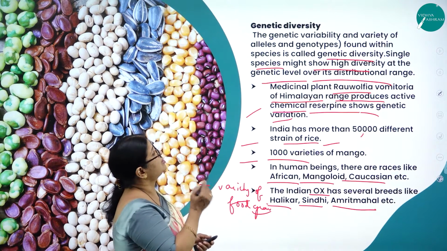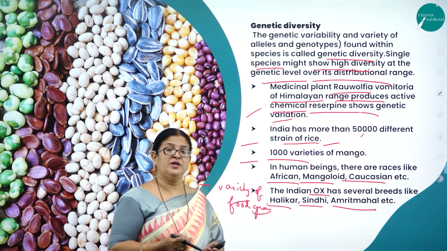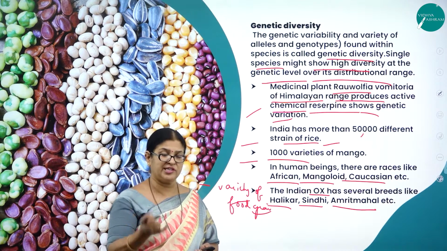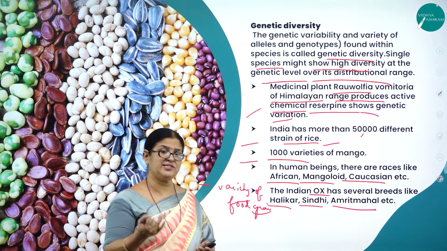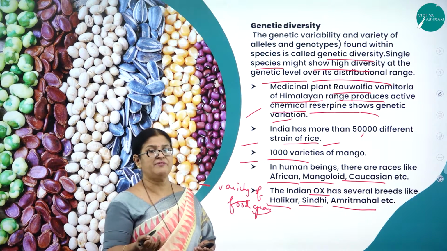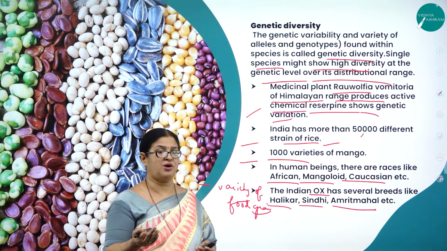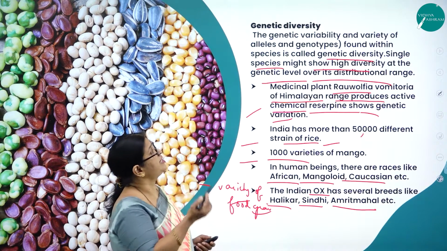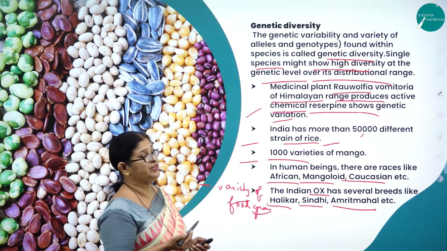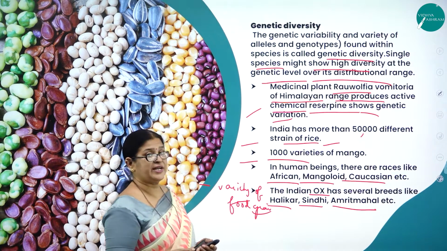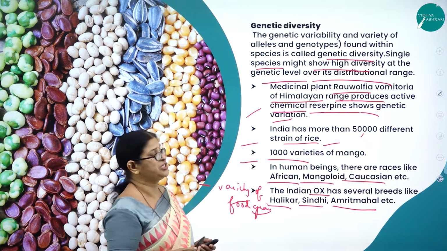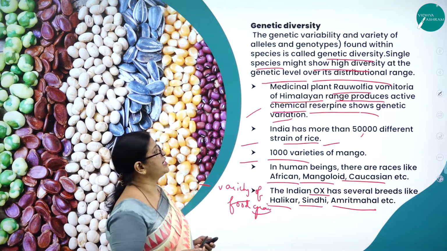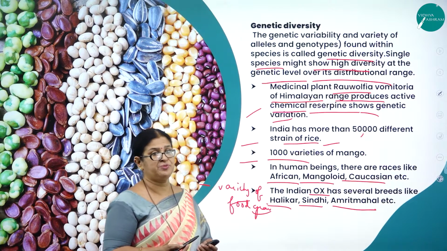I repeat, what is genetic diversity? There are 3 levels of biodiversity. One is the genetic level of biodiversity. The second one is the species level of biodiversity. The third one is the ecosystem or habitat level of biodiversity. So moving on to the first one, genetic diversity. The genetic variability found within a species is called genetic diversity, and even a single species might show high diversity at the genetic level over its distributional range.